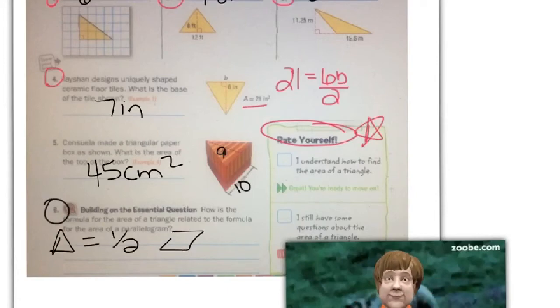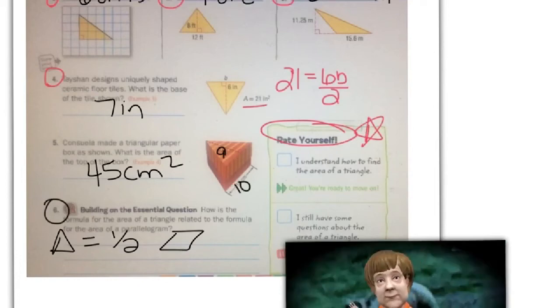Great job. Please don't forget to rate yourself. If you had trouble with many of these problems, please stop at this point and ask your teacher for more help to make sure that you understand how to find the area of a triangle. Also, if you marked yourself as still having a lot of questions or some questions, please talk to your teacher.